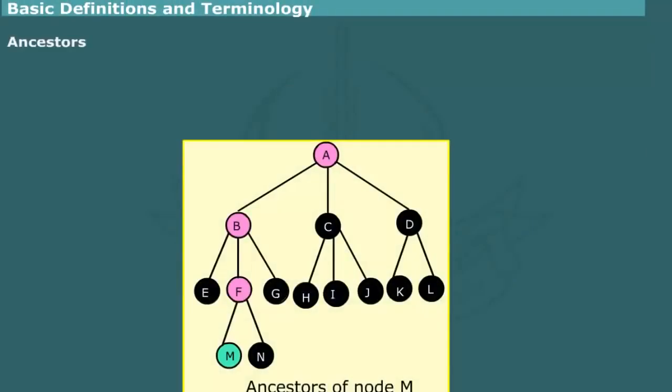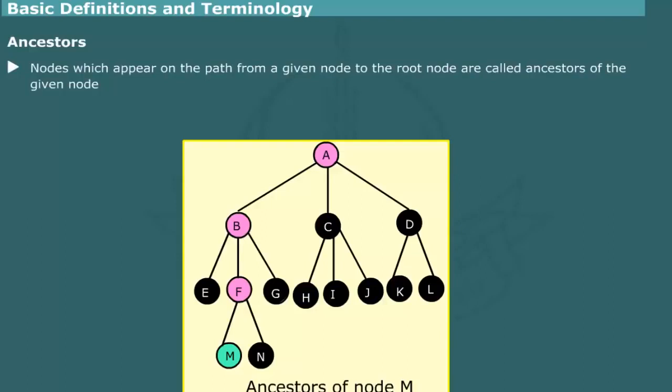Ancestors. Recall that in a tree structure, a node has a unique path to the root node. All nodes which appear on the path from a given node to the root node are called ancestors of the given node. For example, ancestor of M are F, B, and A.